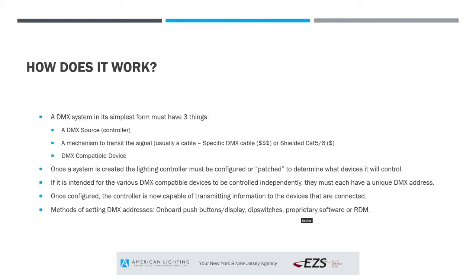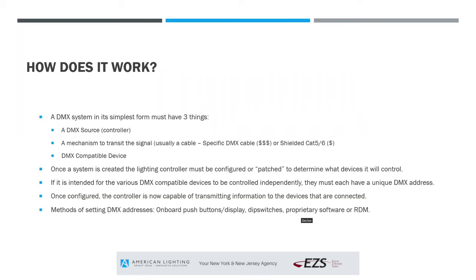And when we talk about transmitting the signal, we really generally like to have a hard connection with a DMX cable. There are specific DMX cables out there that are available. Companies like Belden makes a DMX cable. It can be quite costly. The better bet sometimes for budget-friendly jobs is to use shielded Cat5 or Cat6. It'll carry the DMX signal just fine. It's very cost-effective. You know, we're talking pennies per foot versus dollars per foot on a specific DMX cable.